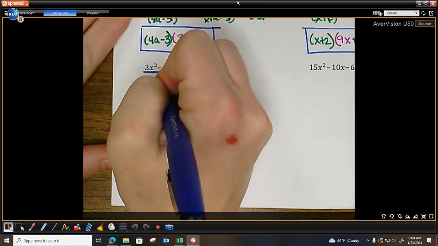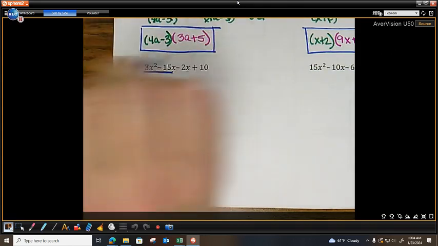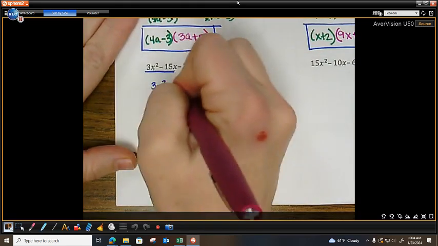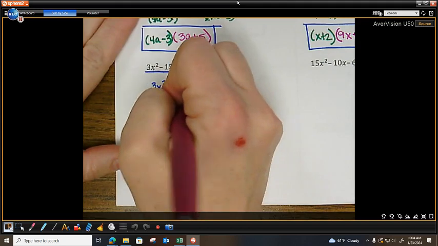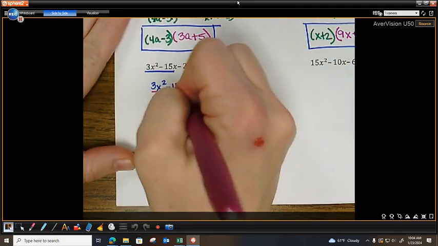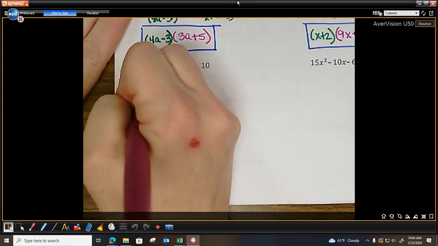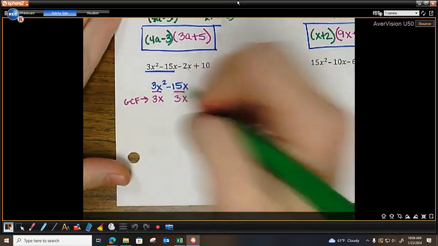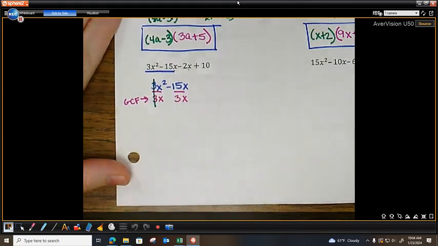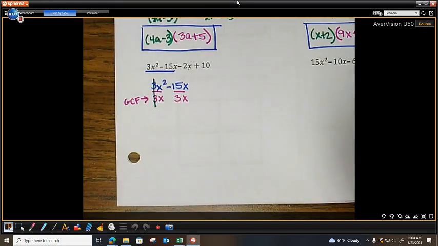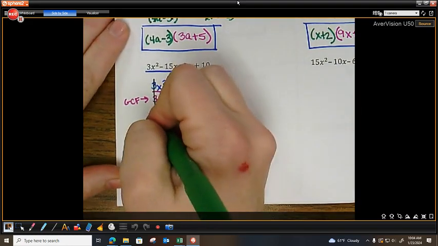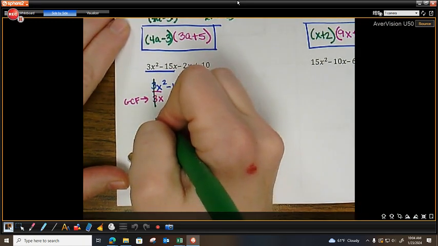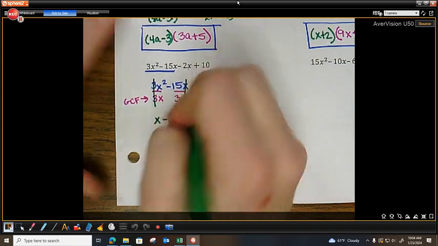So 3x squared minus 15x. What number are 3 and 15 both divisible by? 3. Do they both have an x? Yes. So my GCF is 3x. When I divide out a 3x, what's left in my first term? Well, the 3's cancel. If you have x squared over x, what do you get? X. What's negative 15 over 3? And then the x's cancel.